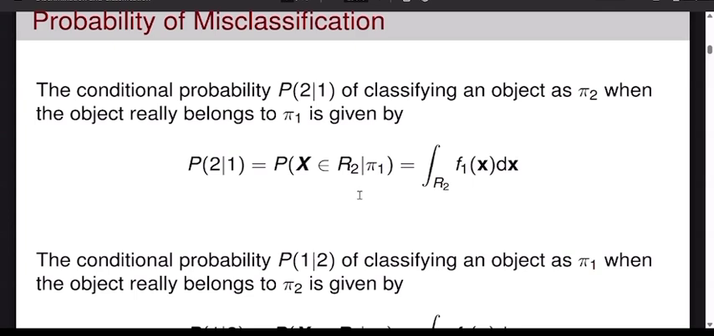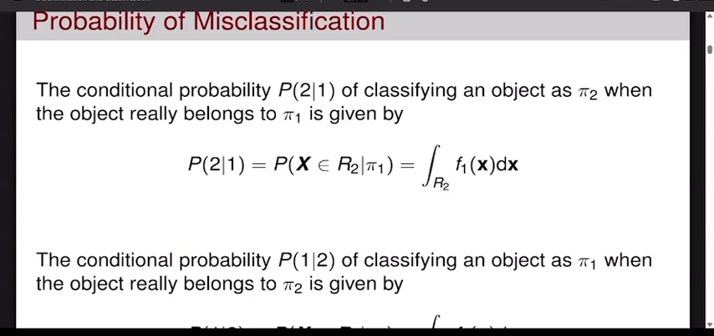Now, what I'm actually doing here is to perform an antiderivative on the density function of the first group. Okay, and in the integral, the bound is actually going to be R2. So pay attention to that.